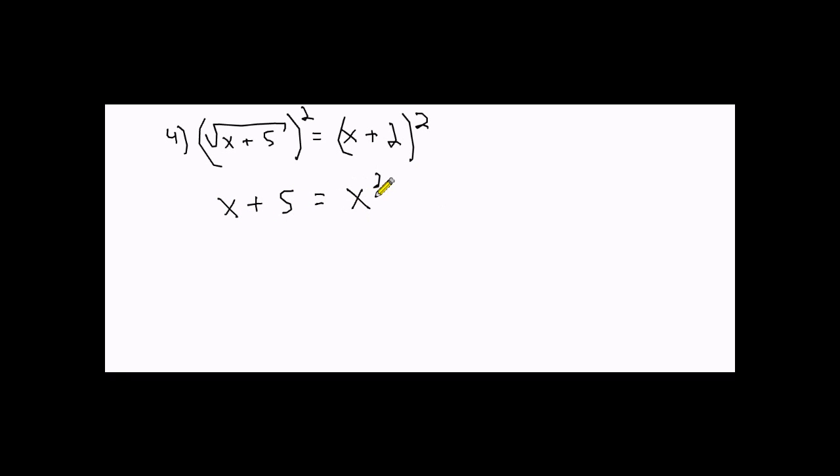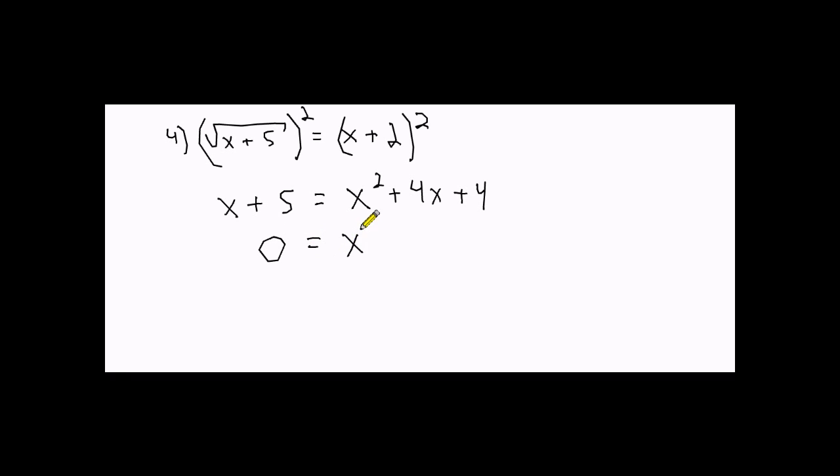So 4 is the square root of x plus 5 is equal to x plus 2. Now, we're going to get rid of this square root, so we're allowed to square both sides. As long as you do it to both sides, you're totally fine. So x squared. On this side, we just get x plus 5. And on this side, we get x squared plus 4x plus 4. Now it's just a quadratic.